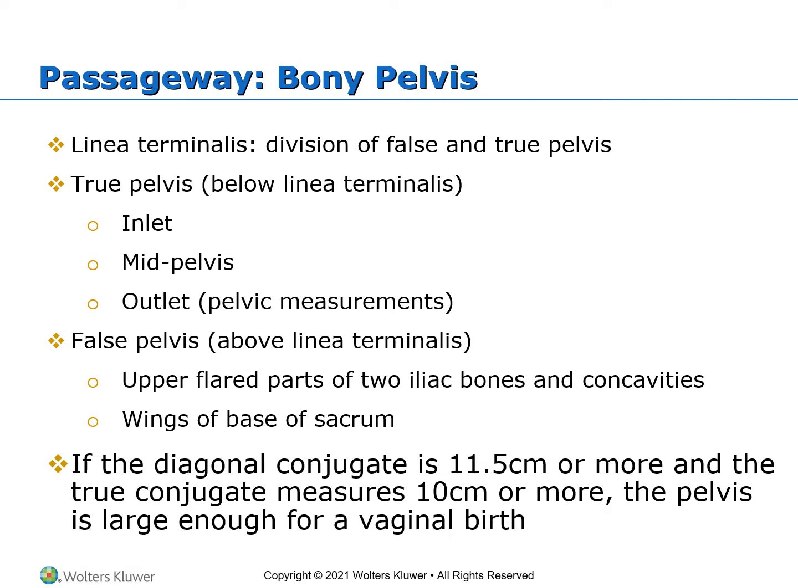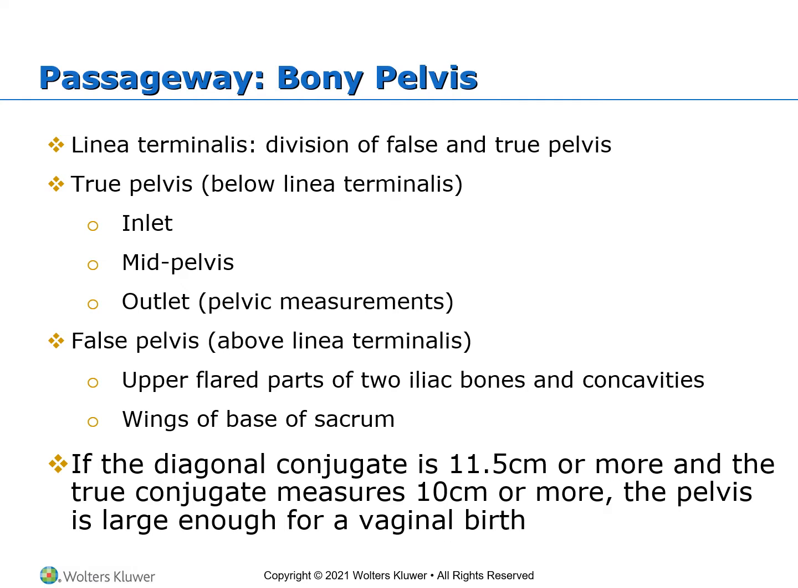The mid pelvis is the curved space with the ischial spines. This is the very snug place which compresses the infant's chest, causing the fluid and mucus in the lungs to be expelled. The outlet is where the ischial tuberosities are, wider from front to back. Now the false pelvis is the upper part, so above that linea terminalis, and it's the upper flared parts of the two iliac bones and concavities.